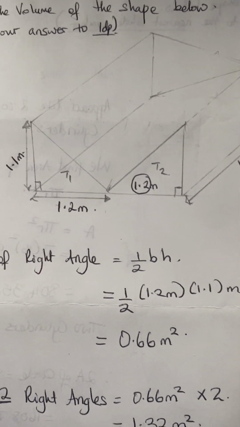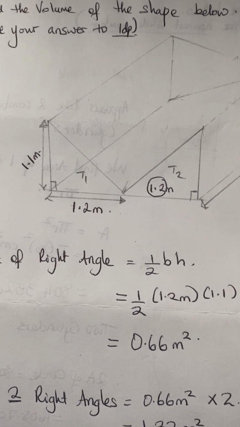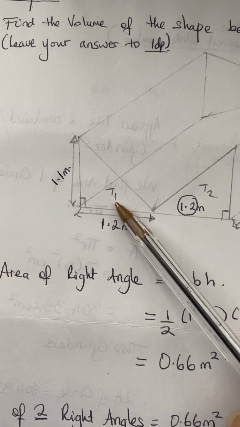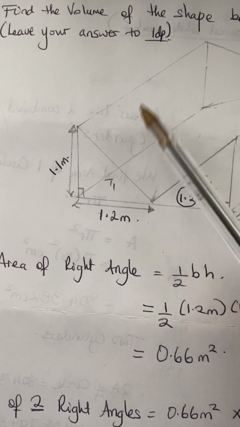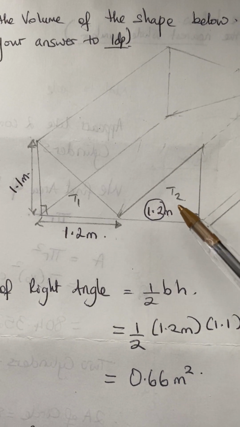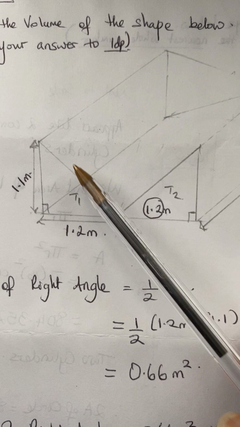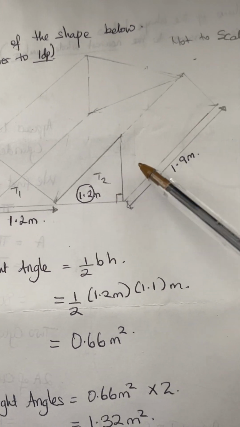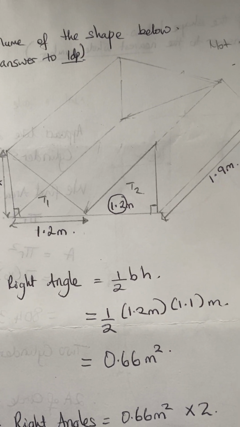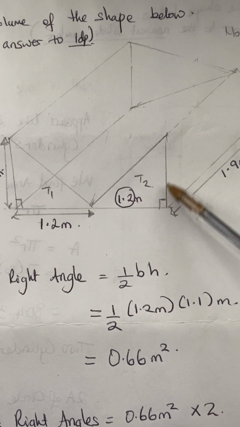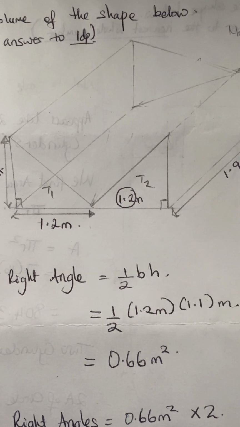Now this is another example. They said we should find the volume and leave our answer to the nearest one decimal place. All the units are in meters. This looks like 2 right angle triangles, and it looks again like a prism. It has 1, 2, 3, 4, 5 sides.